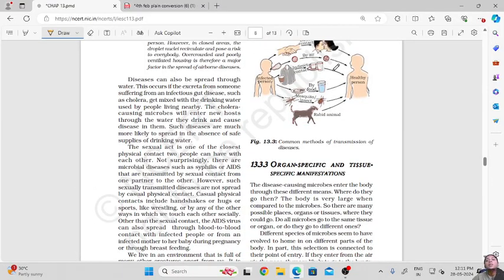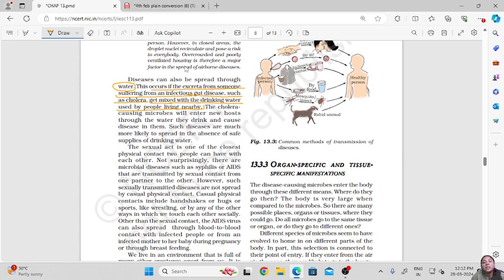Then another way this disease can spread is through water. Now how can this disease be spread through water? This occurs if the excreta of someone who is infected or who is suffering from an infectious gut disease such as cholera gets mixed with the drinking water which is used by people living nearby.